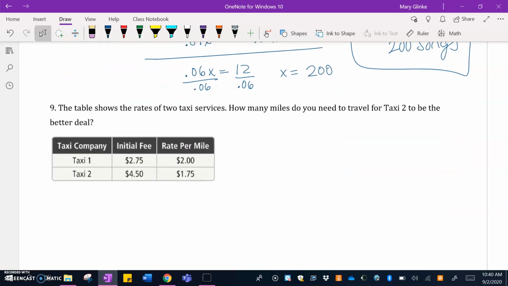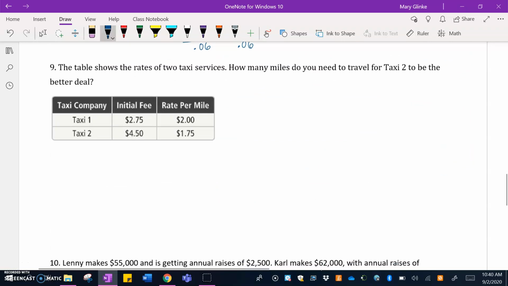So let's take another one. Here we have two taxi services. You have an initial fee. This initial fee here is going to be one time. The rate per mile, this again is a rate, so that's going to be your slope. How many miles do you need to travel for taxi 2 to be the better deal?